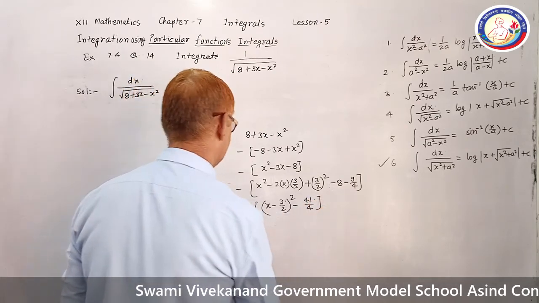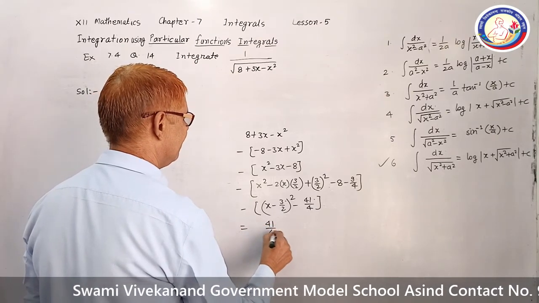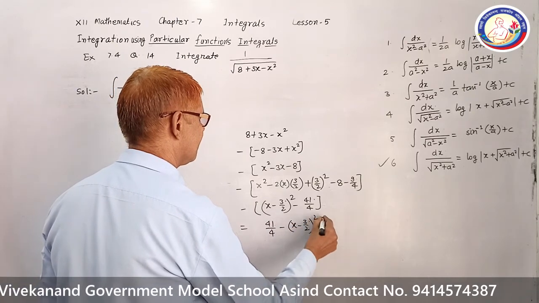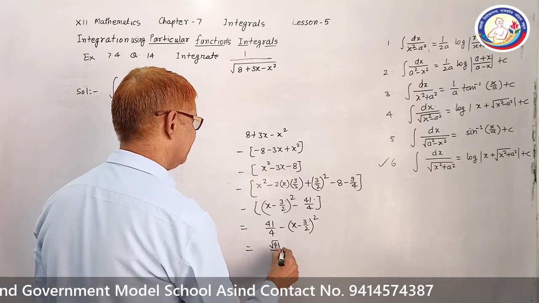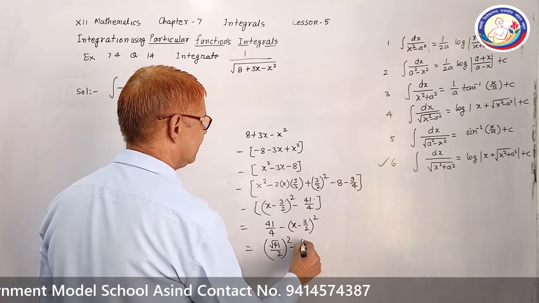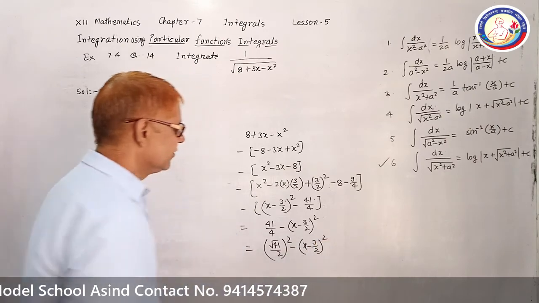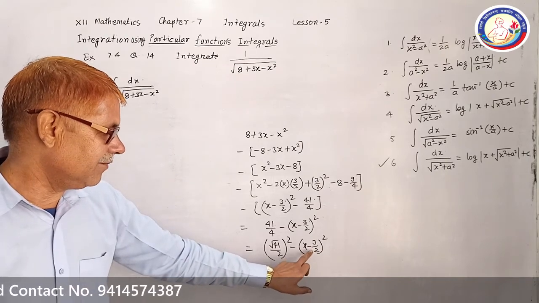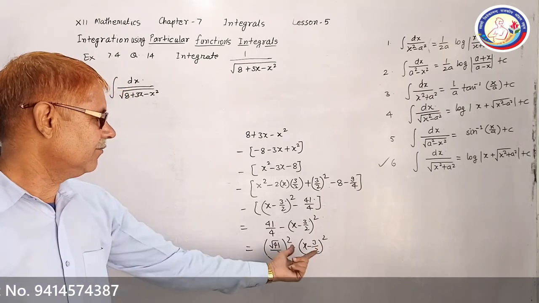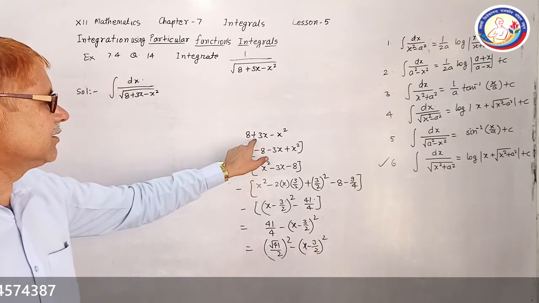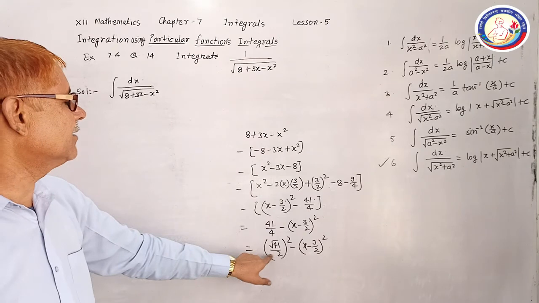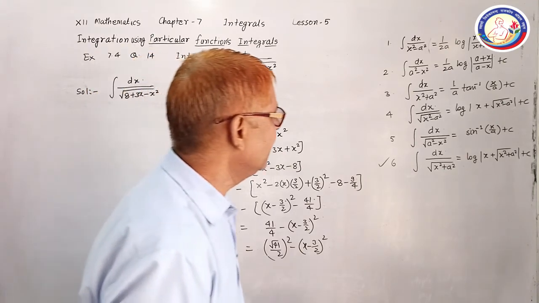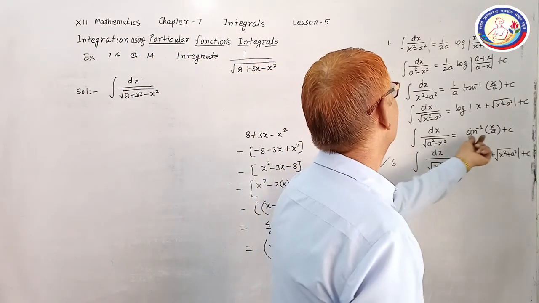And it can be written as 41 upon 4 minus (x minus 3 by 2) whole square. And it will be (square root of 41 by 2) whole square minus (x minus 3 by 2) whole square. So a is here square root of 41 by 2, and the second term containing the variable is x minus 3 by 2. So we have changed this function into this form, a square minus x square, with square root. This is the formula we will use here.